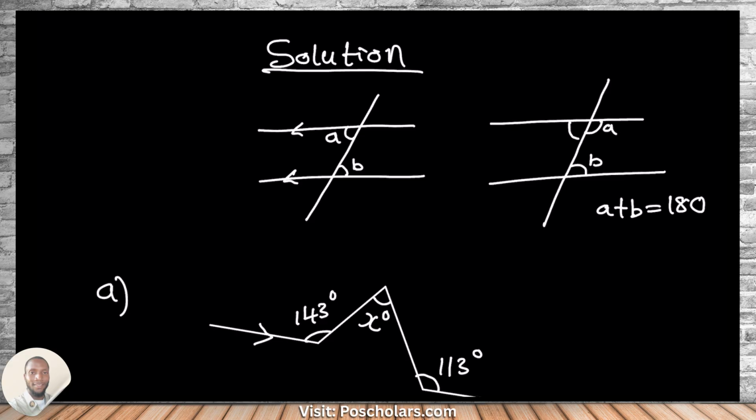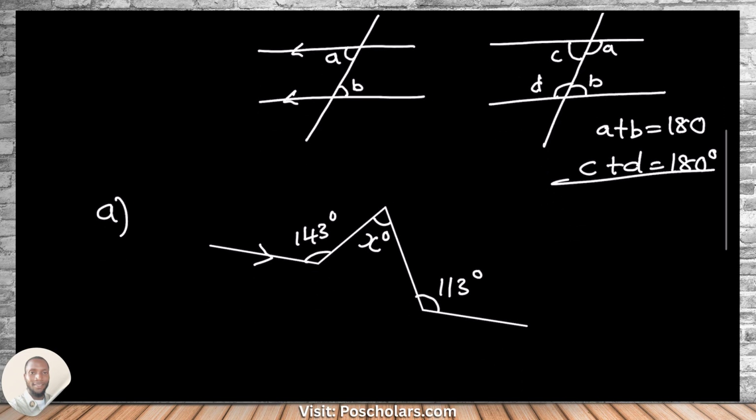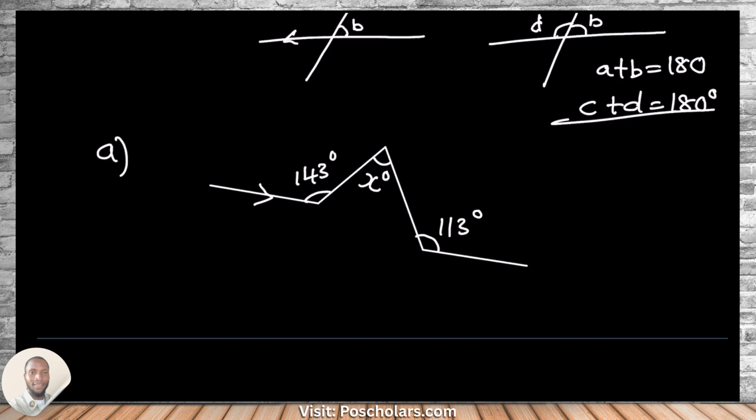Similarly, this angle here, which is angle C, and this angle here, which is angle D, also sum up to 180. That's C plus D equals 180 degrees. The concept is called cointerior angle. Those are the two major concepts we want to employ in solving this problem. Before you solve this problem, you need to be very, very vigilant and creative in solving problems.